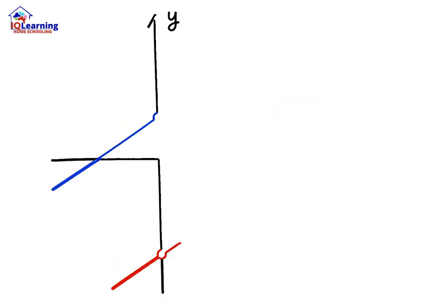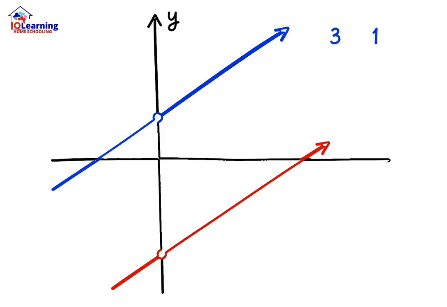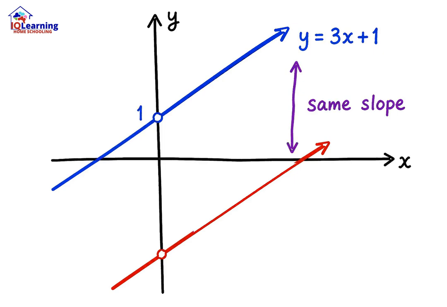So the lines y = 3x + 1 and y = 3x - 10 are parallel. Why? Because they have the same m, the same steepness. They just start at different c values.